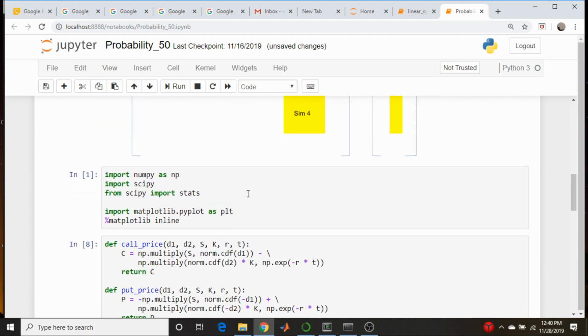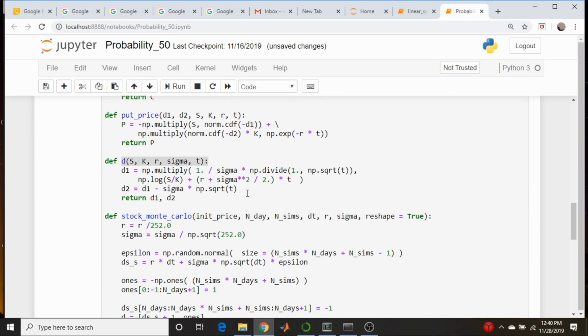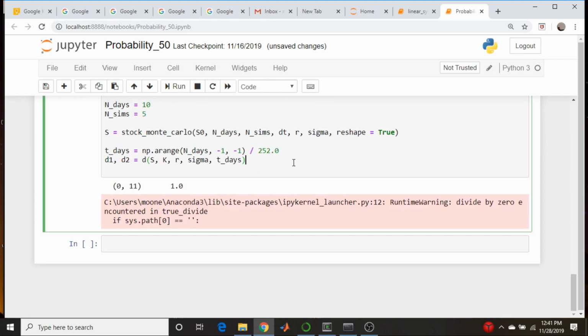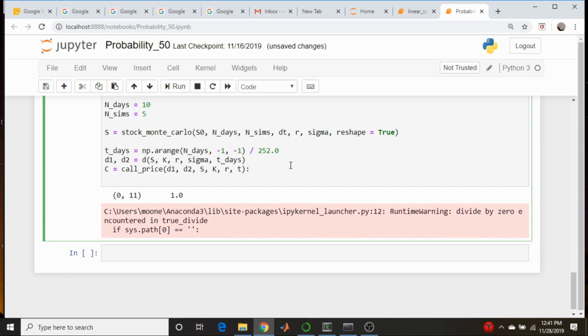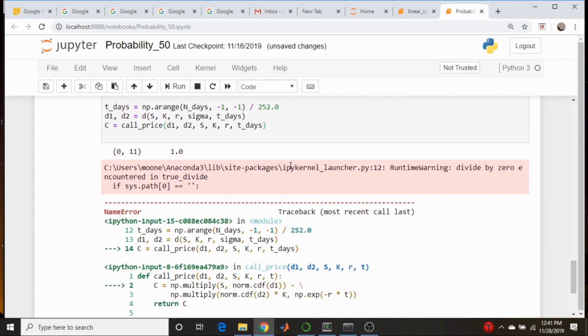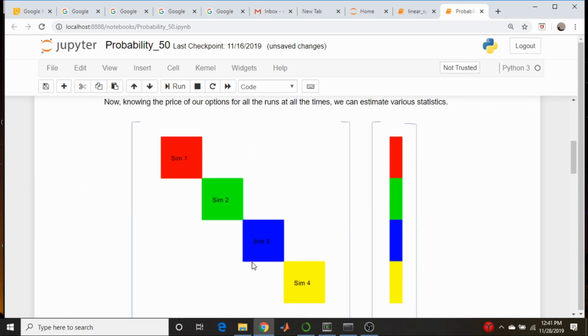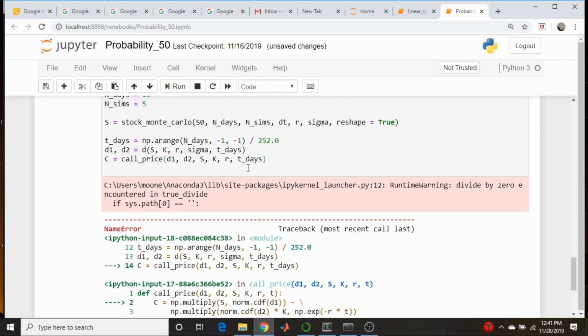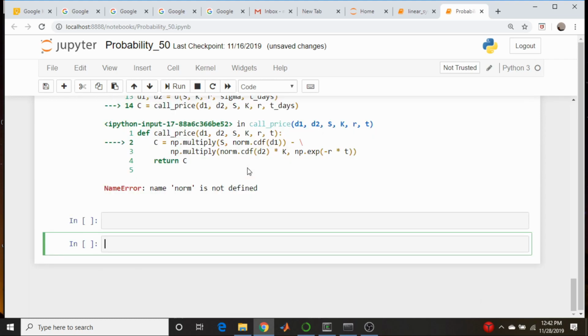Let's do the same thing for a call price. Where's my call prices defined? Put price, call price. Copy. Let's call this C is equal to paste. Let's not make the same mistake here. T days. Does this run? No, it does not. What's the issue? Norm is not defined. So where are we pulling in the stats? Let me see. Just run through all these cells here. Yeah. Okay, I got to pull in norm explicitly or put in the stats command.